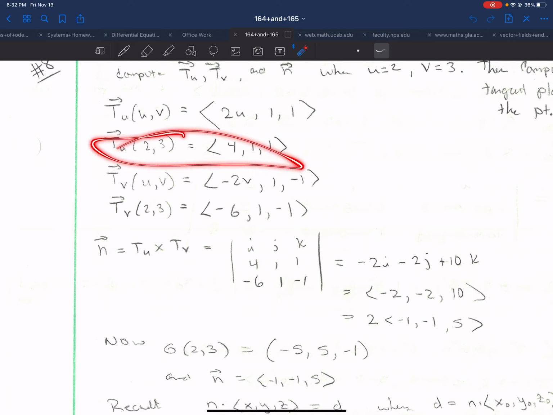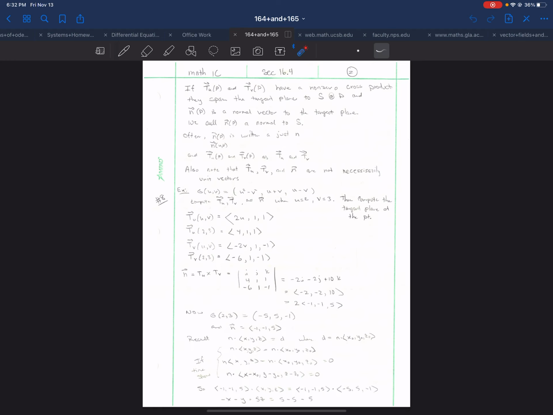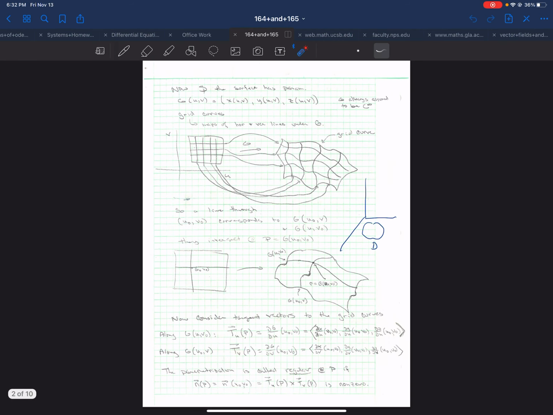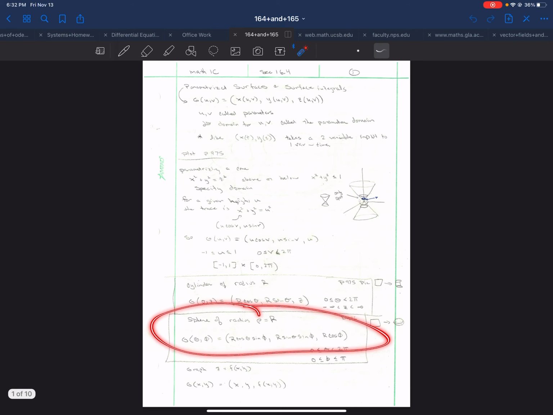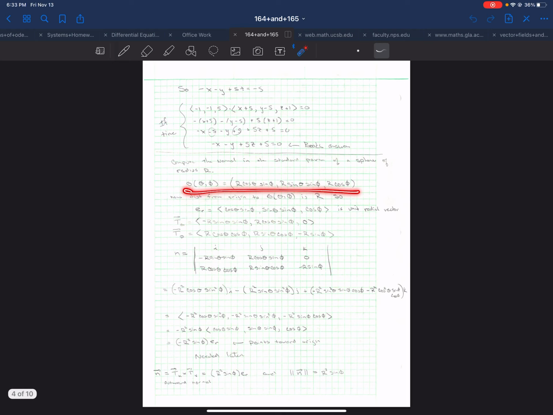But it might be better, instead of using that, to use that and cross those two and be able to get the normal vector for everything. In this example here, that's exactly what happens. And so it says, compute the normal in the standard parameterization of a sphere of radius r. Well, on page 1, back here, here's a sphere of radius r. So all I've done is I've pulled that definition in.